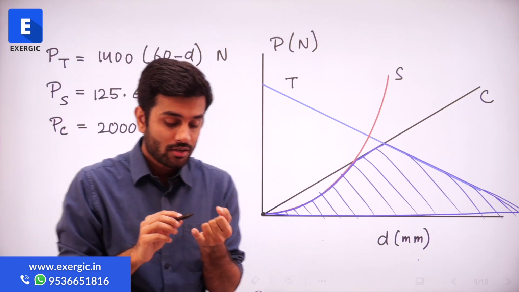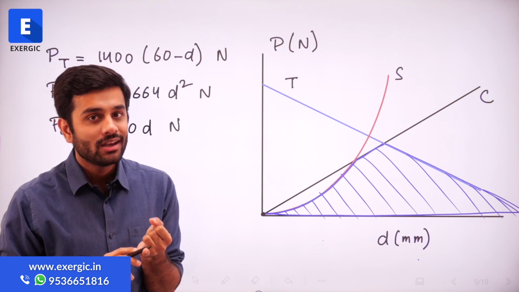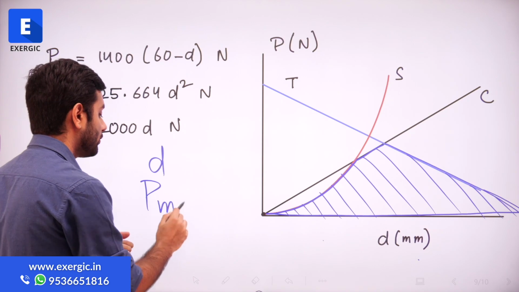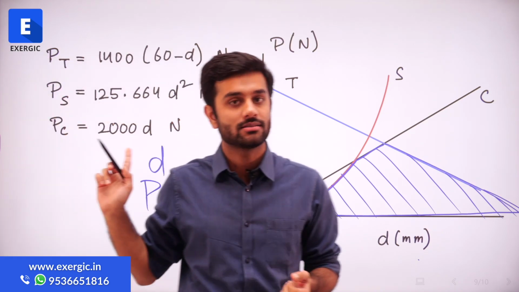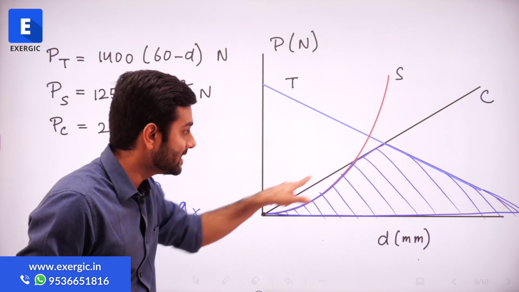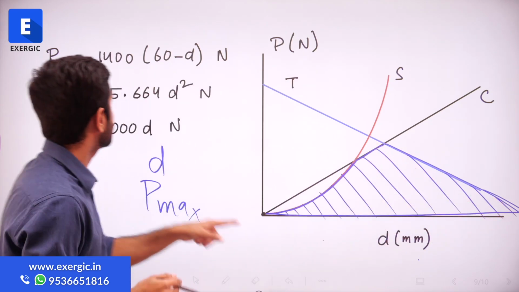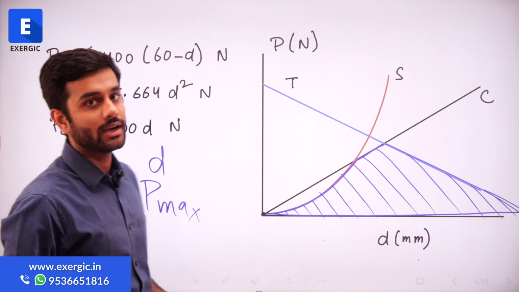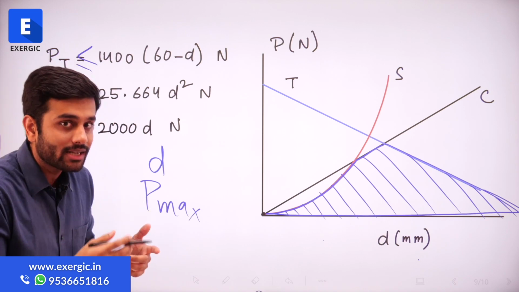The question was, what is the maximum value? What is the value of D for maximum value of P satisfying these conditions, right? Satisfying these conditions means in this area, because this is the area which is satisfying these conditions. Again, I am repeating, these are inequalities, right? So how do you do that?